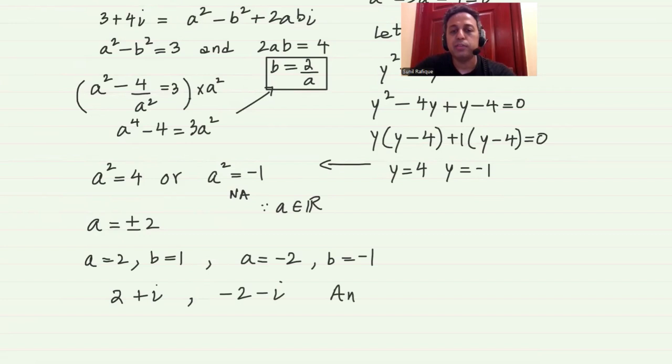How can you give the answer in a combined way, right? You can write plus or minus (2 plus i). And there you have it. This is how you can find square roots of a complex number.